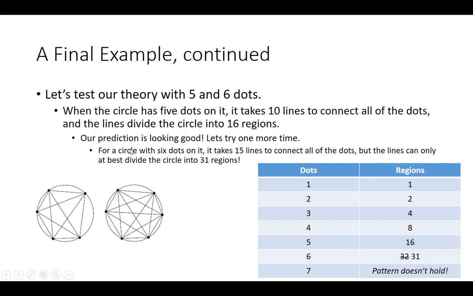However, and this is not a mistake, when we have 6 dots, it takes 15 lines to connect all of the dots, but the lines can only at best divide the circle into 31 regions. Our guess was 32. But in actuality, it was 31. Our pattern doesn't hold. We no longer have a guess for what happens when there's 7 dots. So just because the pattern starts does not mean that it continues.